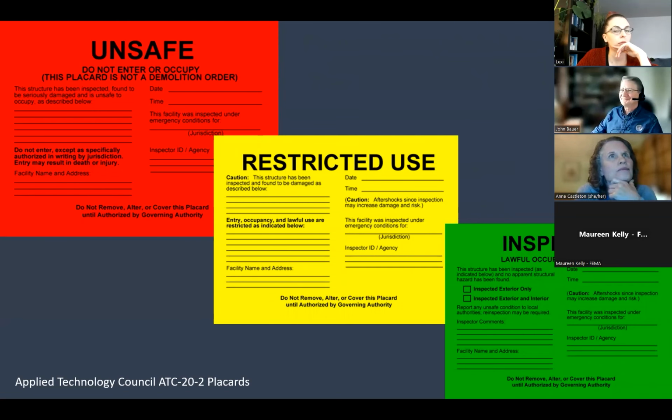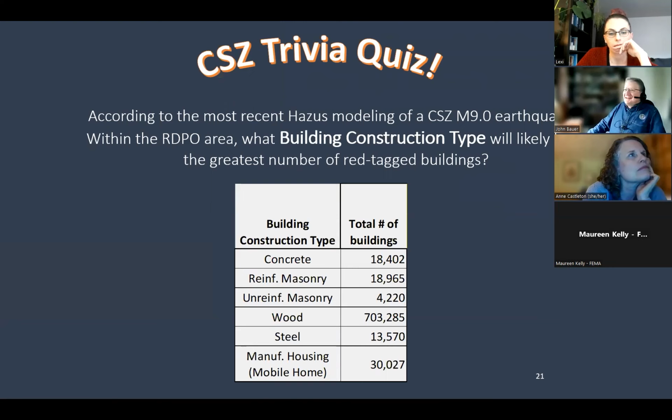Trivia quiz. According to the most recent HAZUS modeling we did, within our 5 county area, what building construction type will likely have the greatest number of red tagged buildings? Notice wood frame buildings dominate in the Pacific Northwest. Do the calculation, it's like 85% or something like that. But we do have concrete, reinforced masonry, unreinforced masonry, steel, and manufactured housing, also called mobile home.